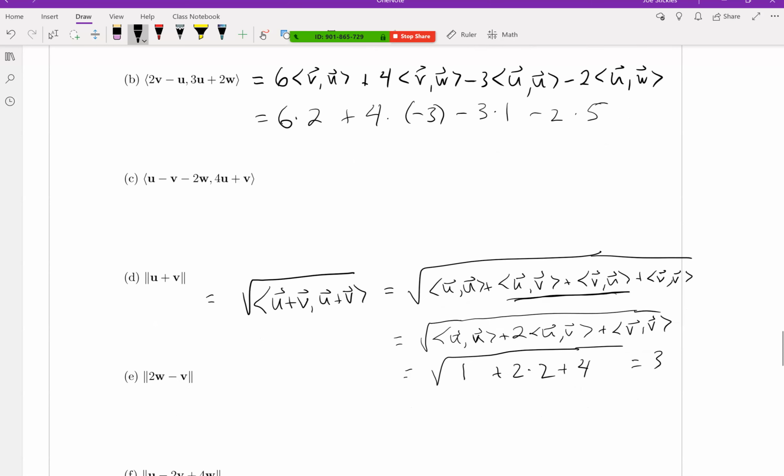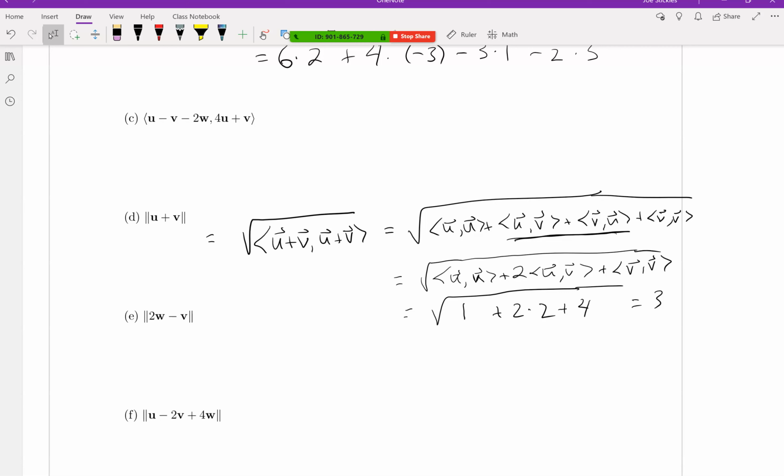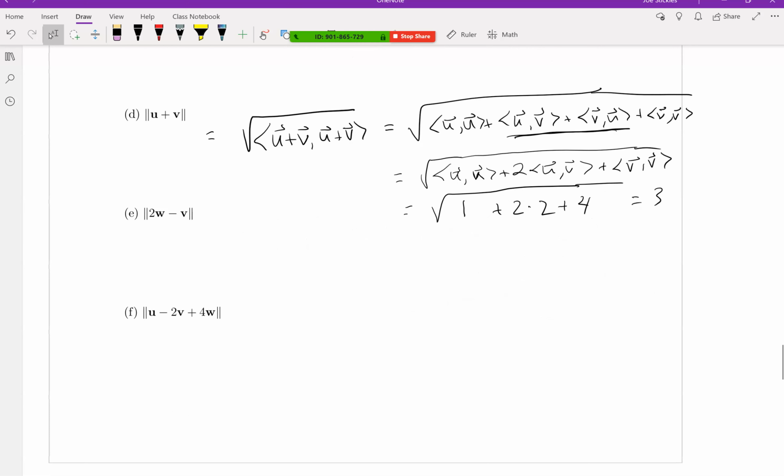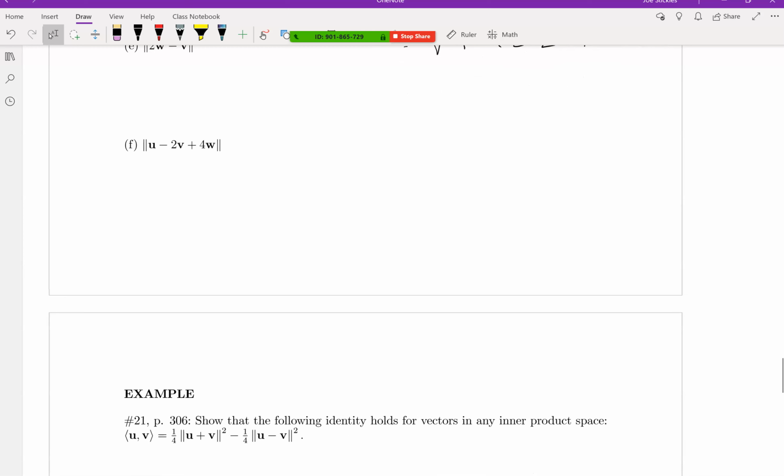Question on that at all? You would handle the last two parts of this exactly the same way, by the way. You just have to make sure you handle the scalars appropriately. So I'll leave those for you to practice.